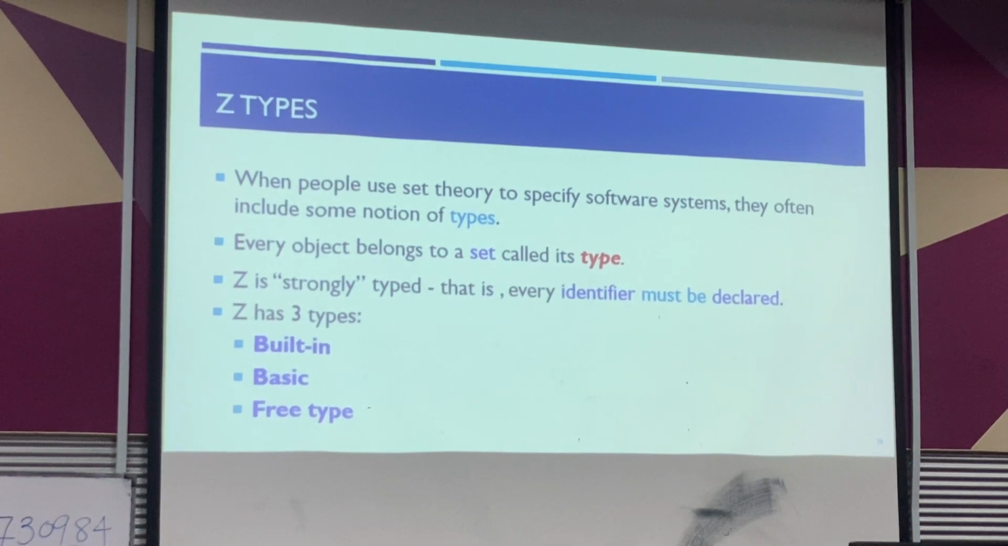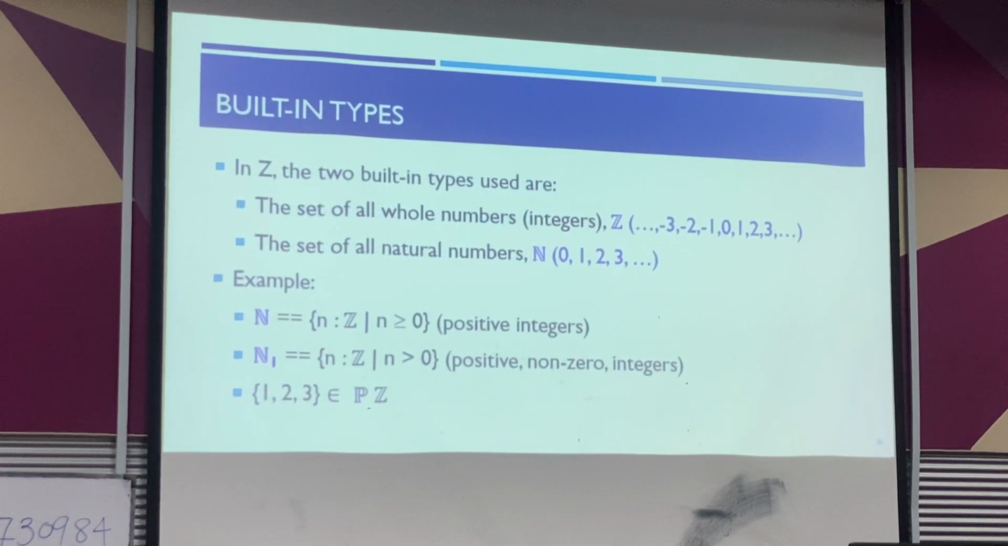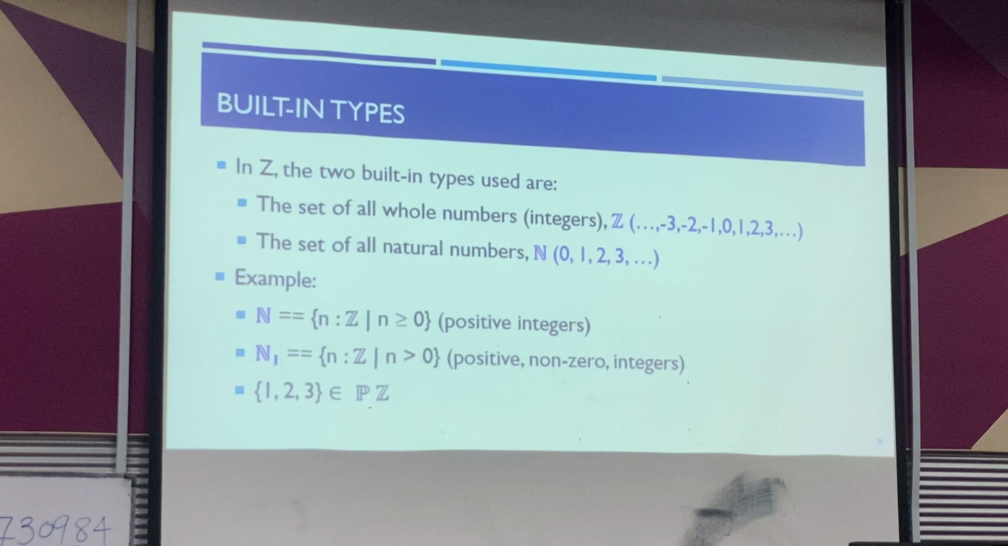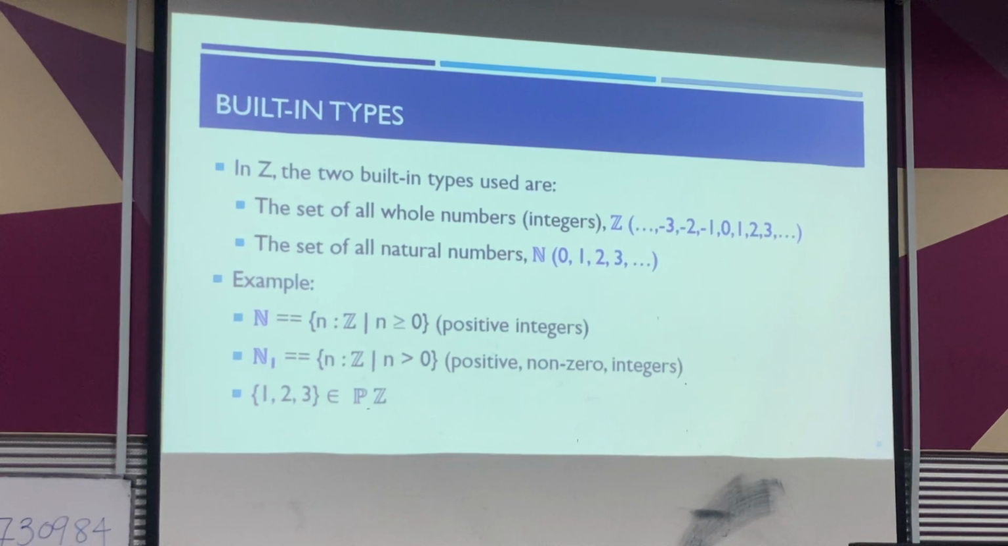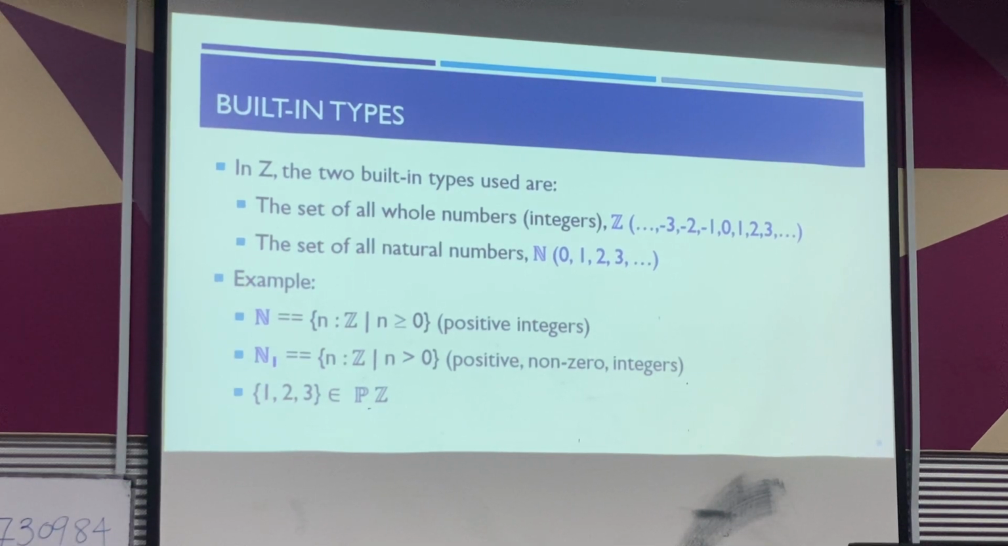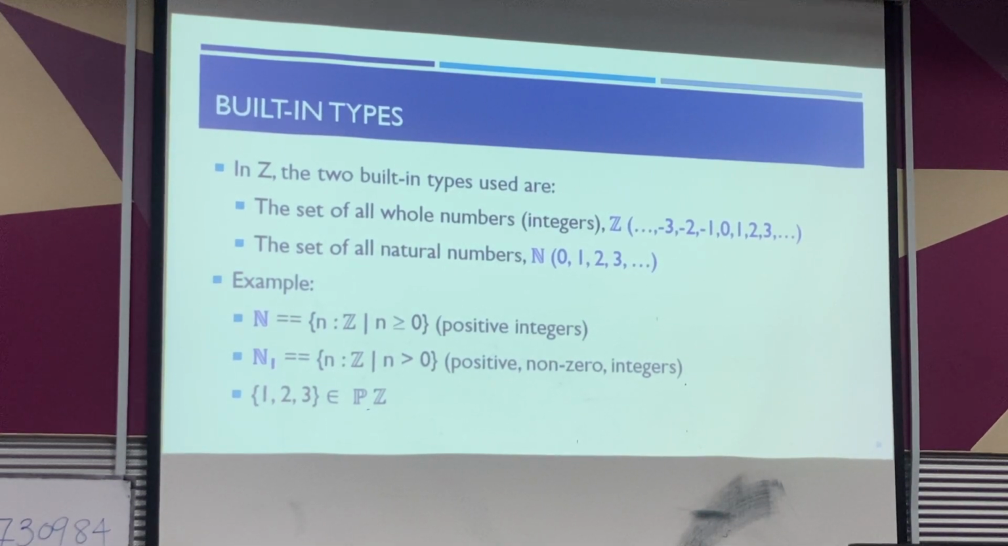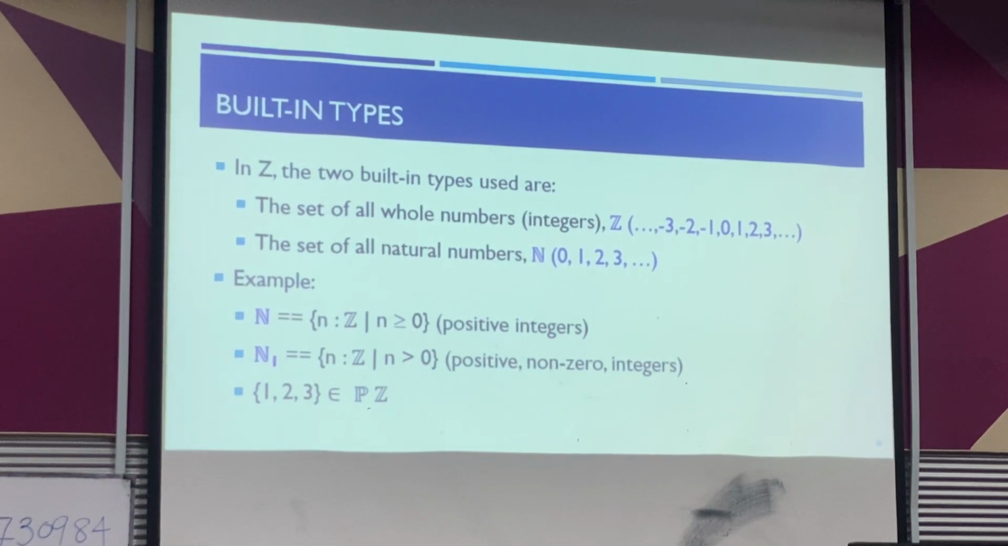The most popular for sets will be basic type. First, built-in is the one that you have seen before, Z and N only. You can simply use Z and N, with no need to define what is Z and what is N. You can simply use them in your Z schema, so we call that built-in type. Only Z and N are built-in types for our schema. You can use Z or N straight away.